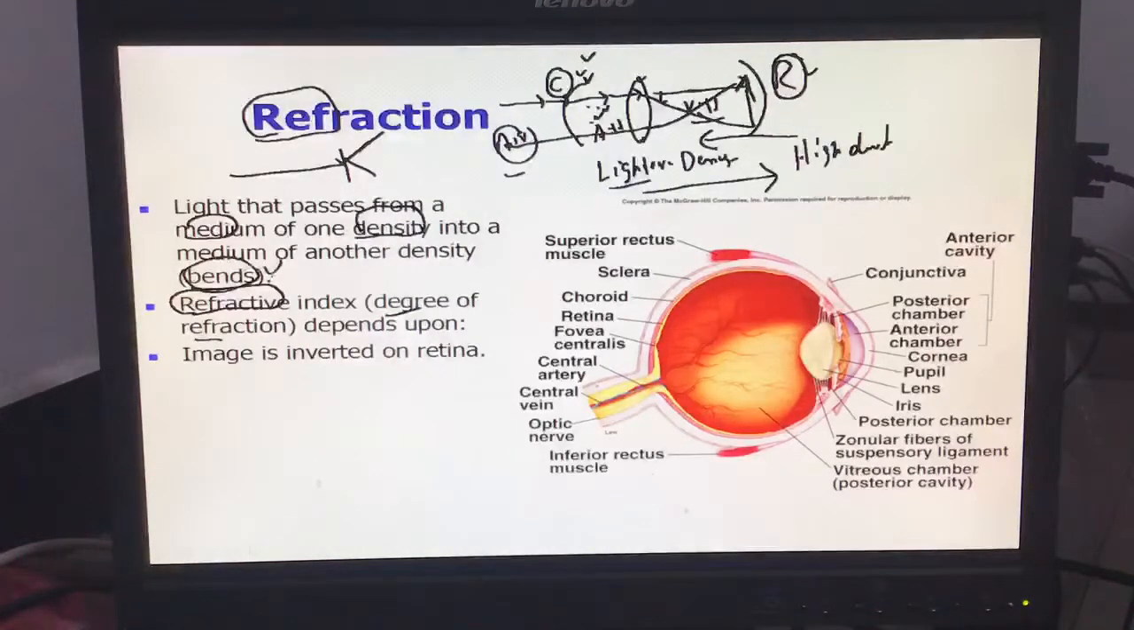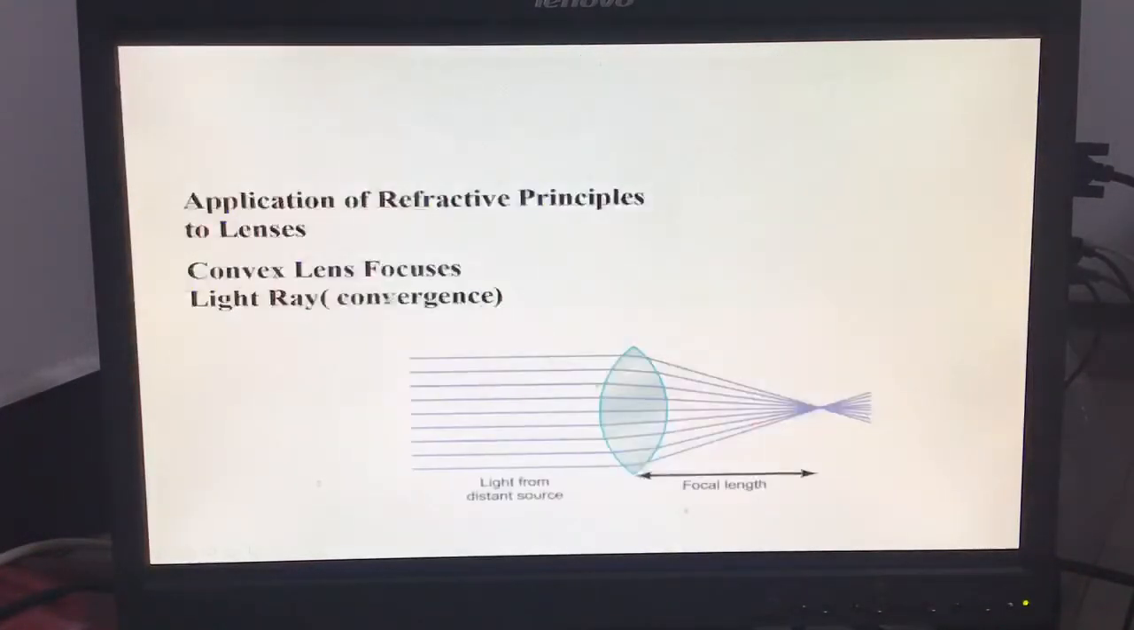The degree of refraction means how much light bends after passing from lighter media into higher density media, where light changes direction. How much the direction changes is the refractive index. You can see it in the next slide.